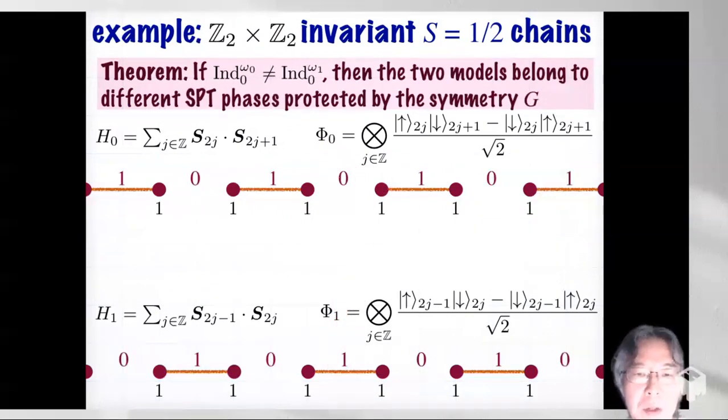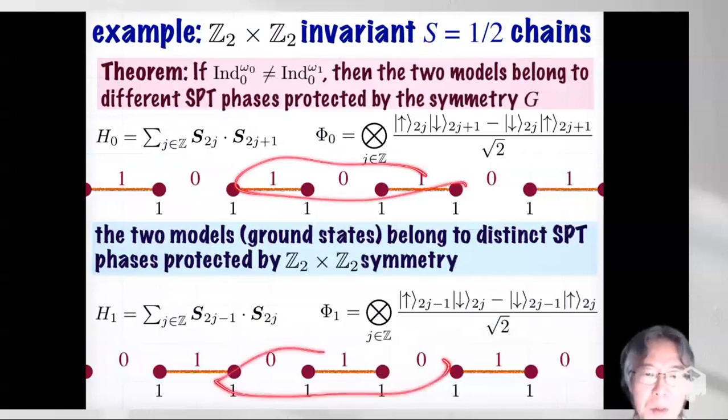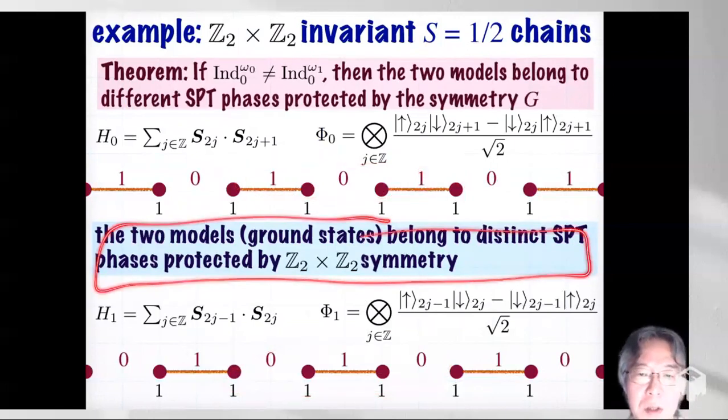They are different. So you conclude that if you try to connect these two states through Z2 cross Z2 invariant spin chains, you can break translation invariance, you can do whatever except for breaking Z2 cross Z2 invariance. And if you try to do that, you can never connect them smoothly. So in other words, the two ground states belong to distinct SPT phases protected by Z2 cross Z2 symmetry. This is a bit weird. They are the same thing, but from the definition, we get this conclusion.